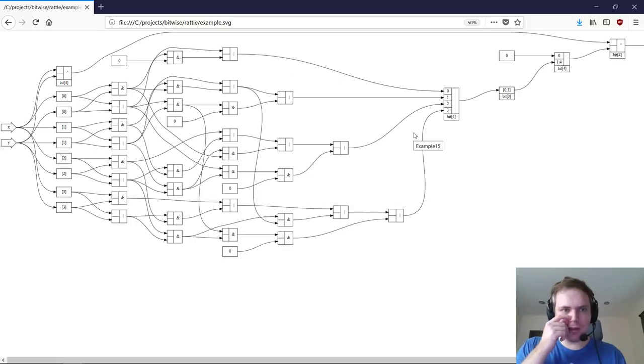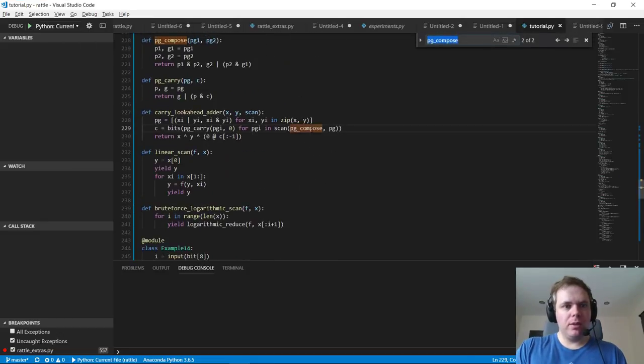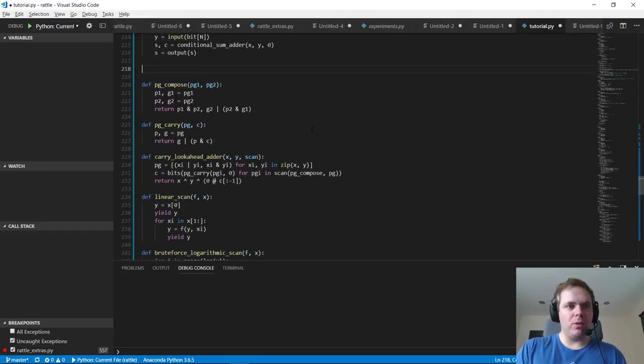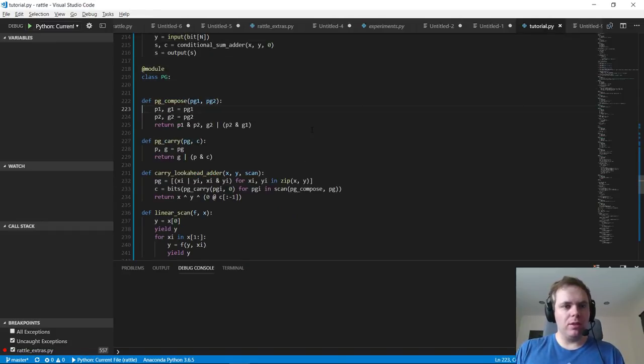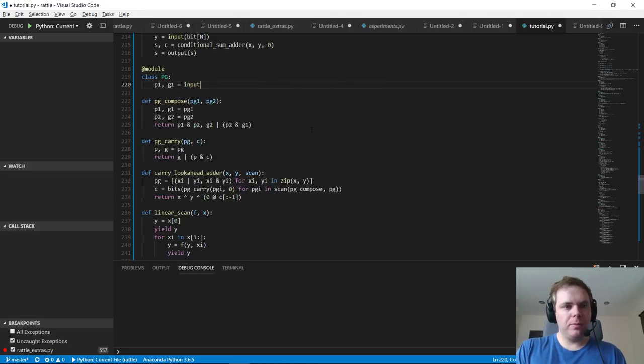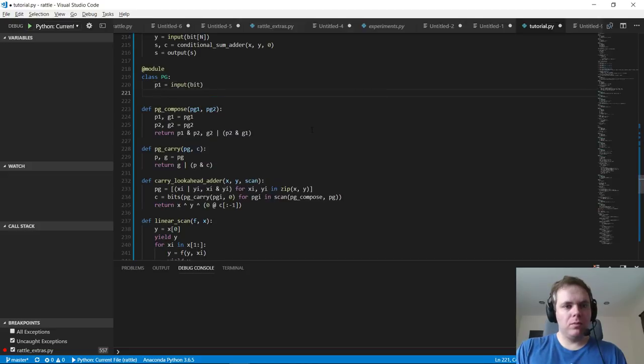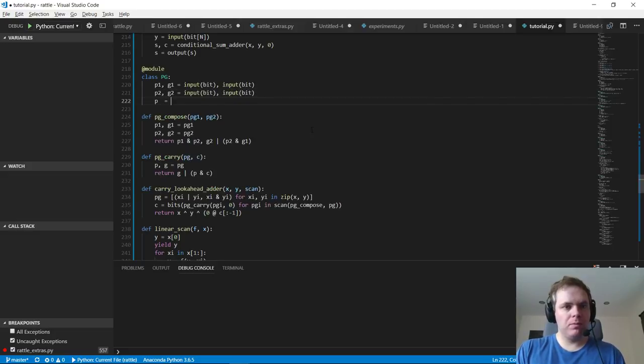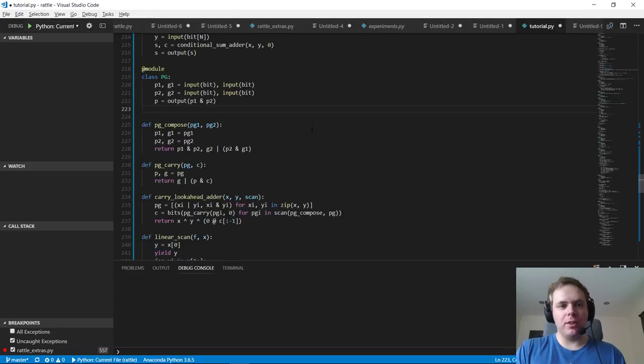Some of these things are not necessarily the nicest to look at. One thing we can do is we can take our PG compose and we can wrap it up into a module, just so we can see kind of the block structure. This doesn't change anything about the circuit other than how it's structured into submodules, but this is a good idea once you want to see things only kind of at one level.